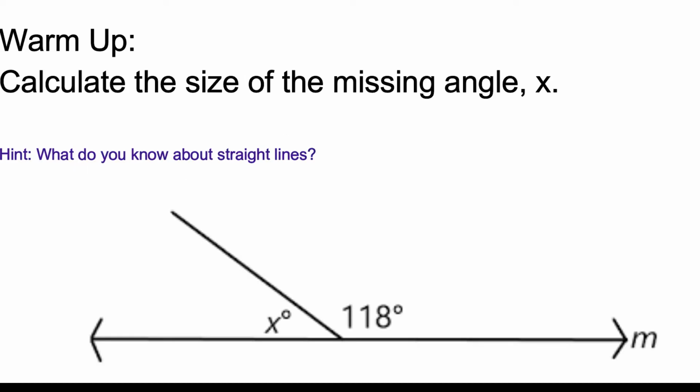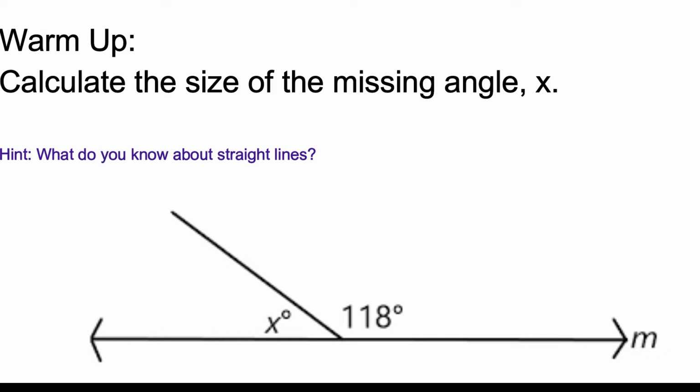Alright, so for our warm-up, I want you to calculate the size of the missing angle, x. As you can see, we have a straight line called M, and on that straight line, there's a 118 degree angle and angle x. Think about it. How can you work out what x is worth? What do you know about straight lines? That's your hint. I want you to take a moment, pause the video, see if you can figure out x, and then I'll be back to tell you how you can do it.